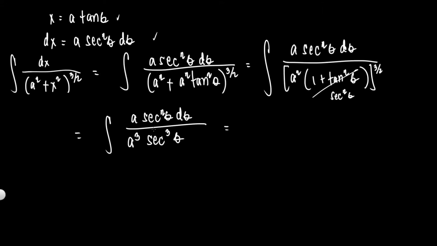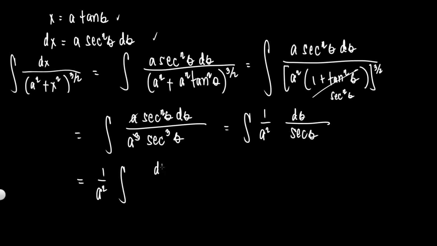Okay? So, this is equal to the integral of 1 over a squared times d theta over secant theta. So, itong 1 over a squared is constant. Labas na lang natin. 1 over a squared times the integral of d theta over secant theta. But what is 1 over secant theta? This is also equal to the integral of cosine theta d theta.